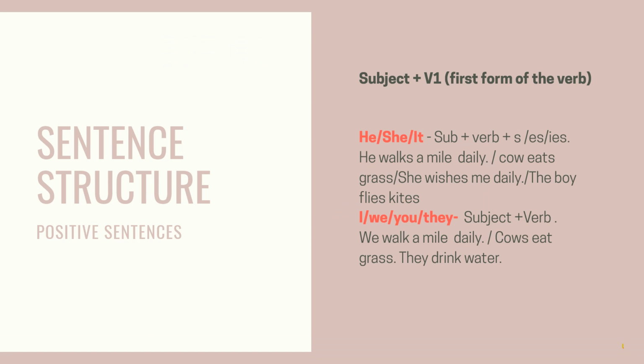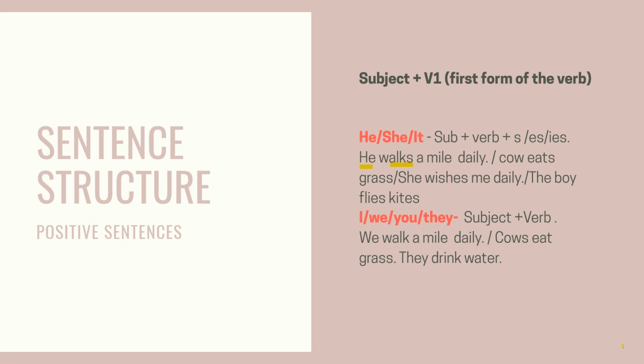Let us see the sentence structure for a positive simple present sentence. If a simple present tense sentence is having a subject third person singular, that is he, she, it, or any name, we use the subject plus verb plus s, es or ies. We suffix that with s, es or ies with the verb. For example, if you see here in the first sentence, he is third person singular, walk is the verb, and we have just added s to that.